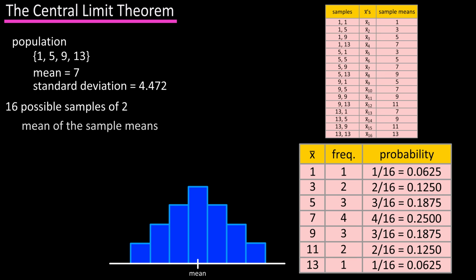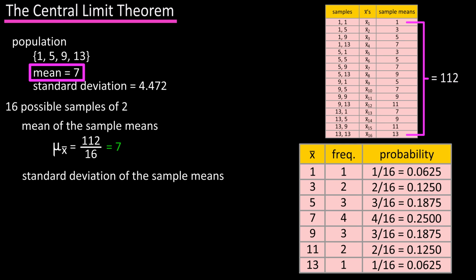Next, we can calculate the mean of the sample means. Add up all of the sample means, x bar 1 through x bar 16, and divide by 16, and we get 7. Same mean as the population mean, which is what the central limit theorem stated. Next, we can calculate the standard deviation of the sample means, which if you calculate it out, equals 3.162.